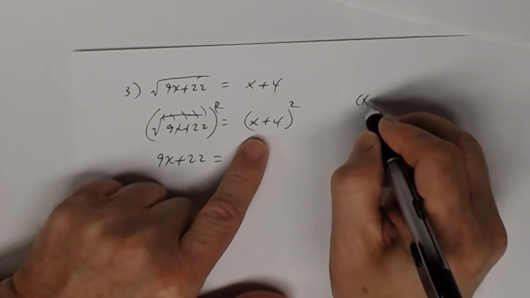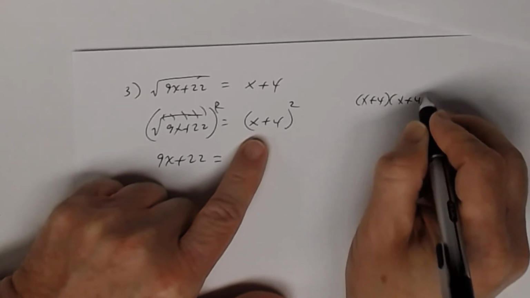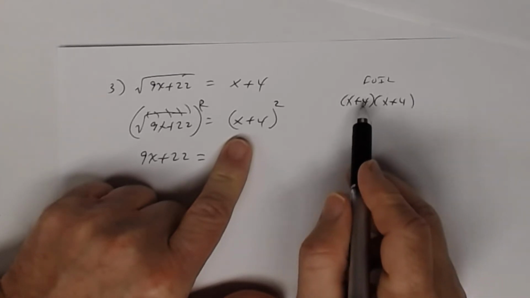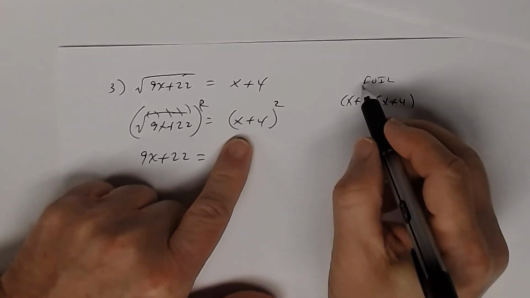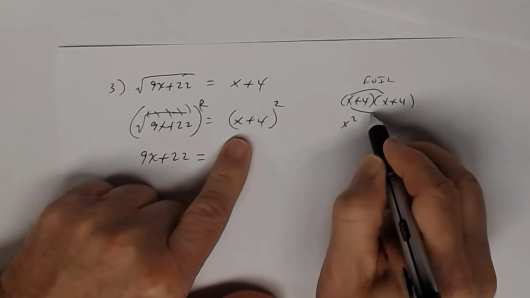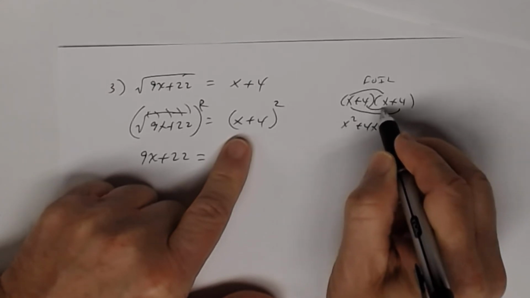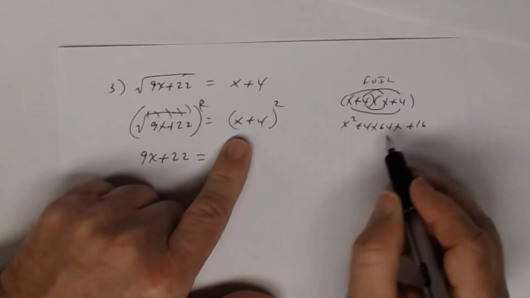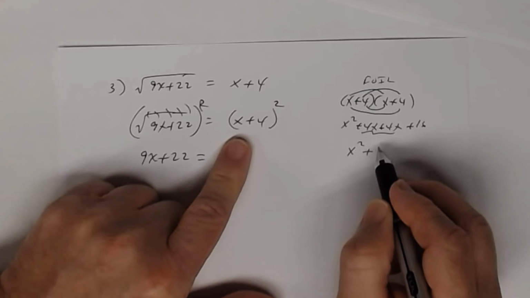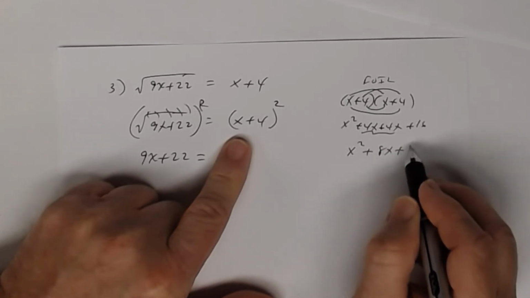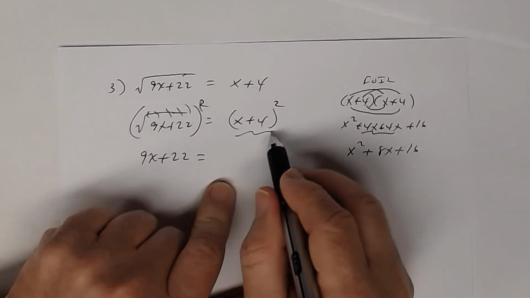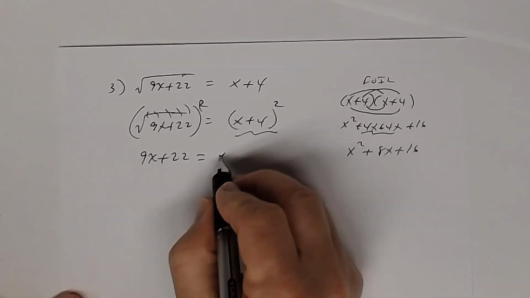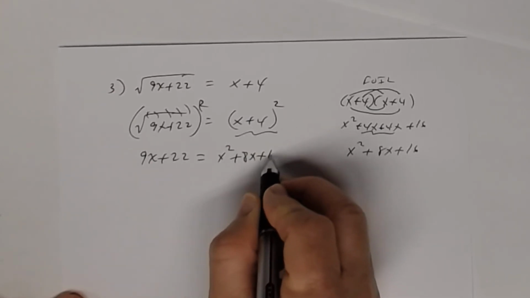So remember, x plus 4 squared means x plus 4 times itself. When you multiply two binomials, we can use the FOIL method. I get x times x is x squared. The outer is 4x. The inner is also 4x. And the last, 4 times 4 is 16. Combining like terms, I get x squared, 4x plus 4x is 8x, plus 16. So that goes here. Remember, when you square a binomial, you get three terms: x squared plus 8x plus 16.